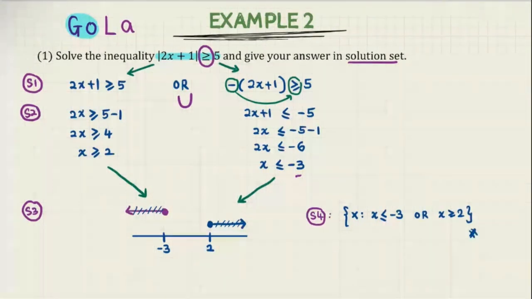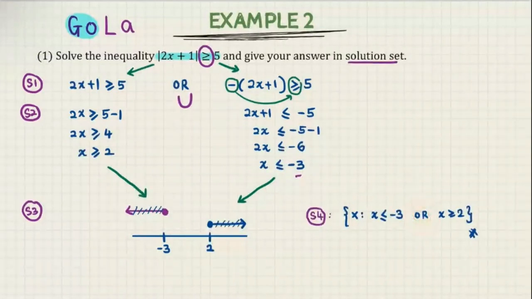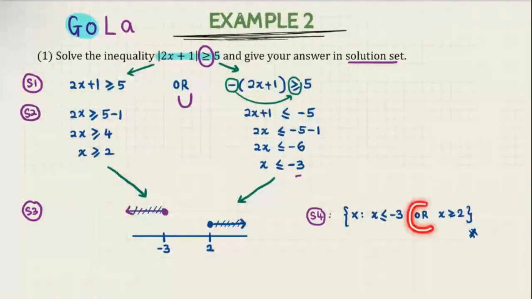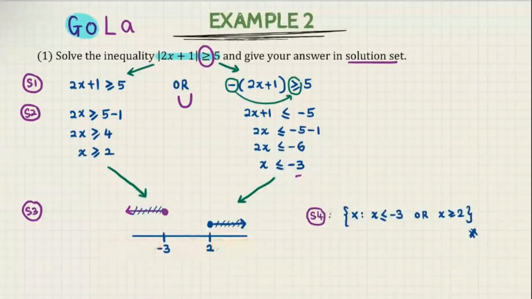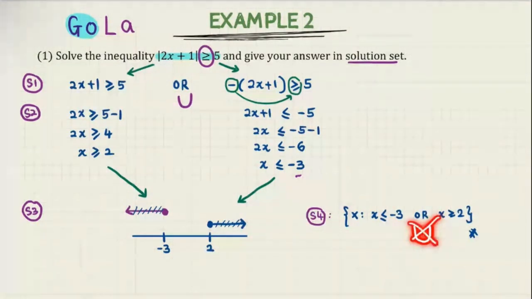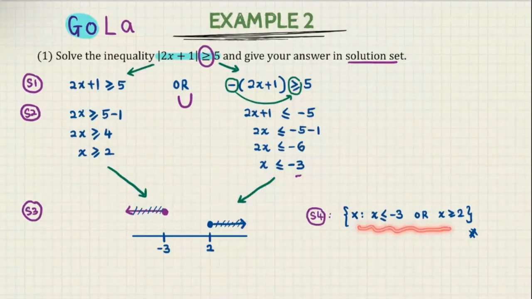So perhatikan dekat sini, final answer yang saya tulis, saya menggunakan or. Okay, so dia tak boleh guna perkataan lain. So dia hanya boleh guna or sahaja. Kenapa or? Sebab kita tengok x less than negative 3 dan juga x greater than 2 dia tak ada overlap kat mana-mana kan. So it's either this part or this part. Okay, tak boleh juga menggunakan union. Tak boleh gunakan simbol union juga dekat sini. Dia akan jadi salah. Okay, so dalam solution set, ini sahaja ayat yang kita boleh guna lah.